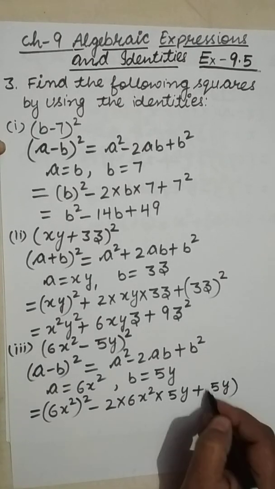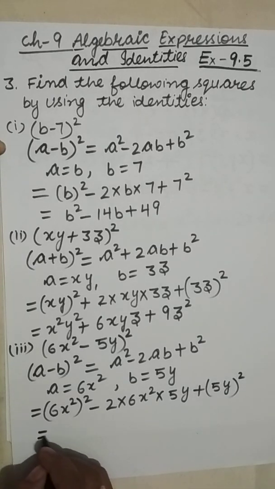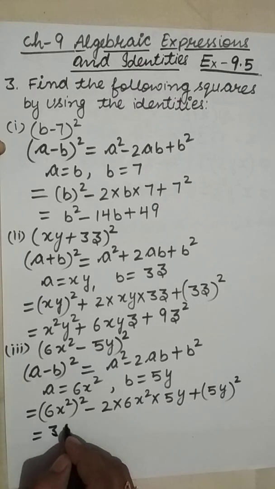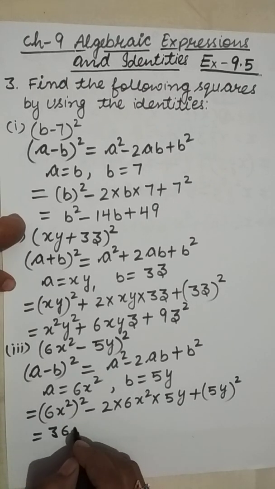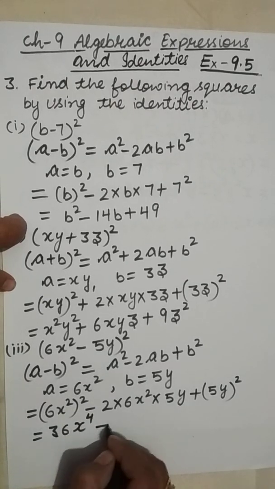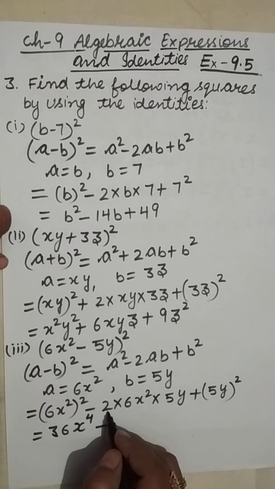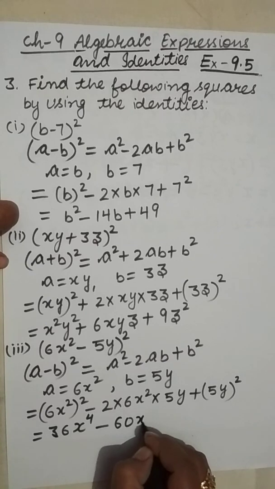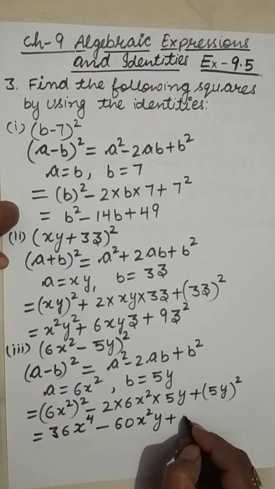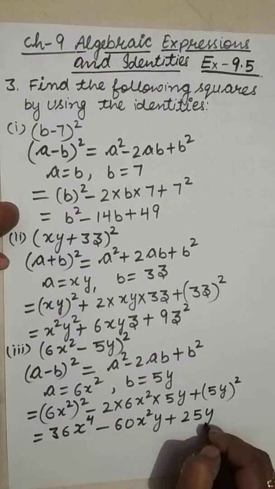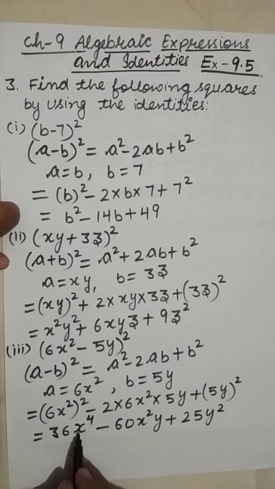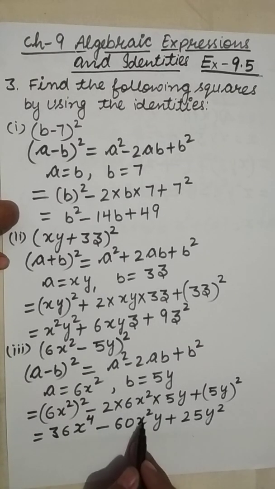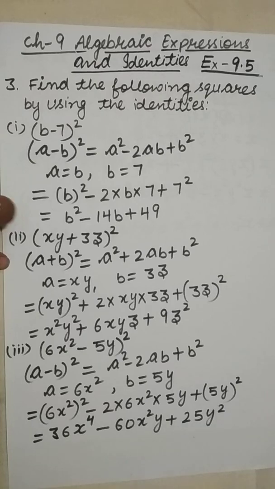(5y) whole square. Now, square of 6 is 36. Square of x square is x raised to power 4, minus 6 2's the 12, 12 5's the 60, 60 x square y, plus 5 5's the 25 y square. So, 36 x raised to power 4 minus 60 x square y plus 25 y square is the answer.